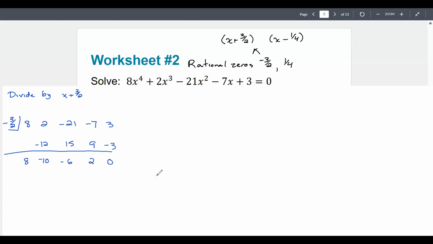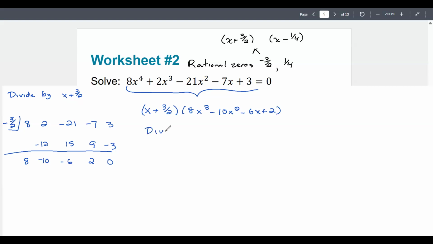All right, so if you're not getting a remainder of 0, you know these are supposed to be zeros, that's a hint that we're dividing by the wrong number. But what we're left with is that this is broken down into x plus 3/2, and then we have 8x to the third minus 10x squared minus 6x plus 2.